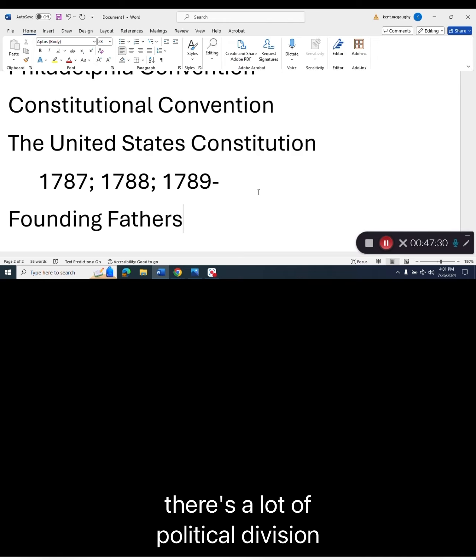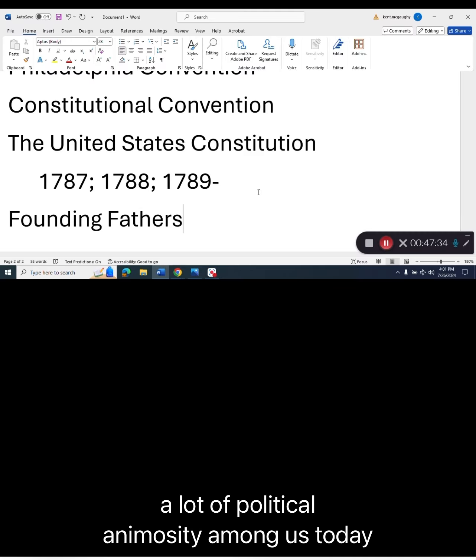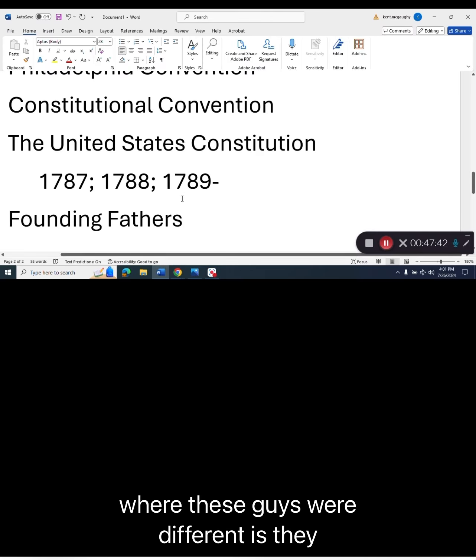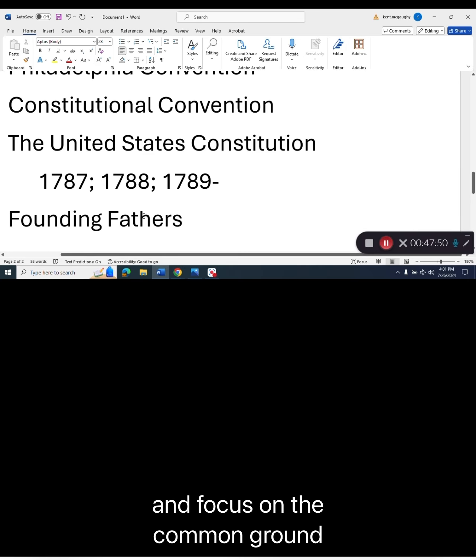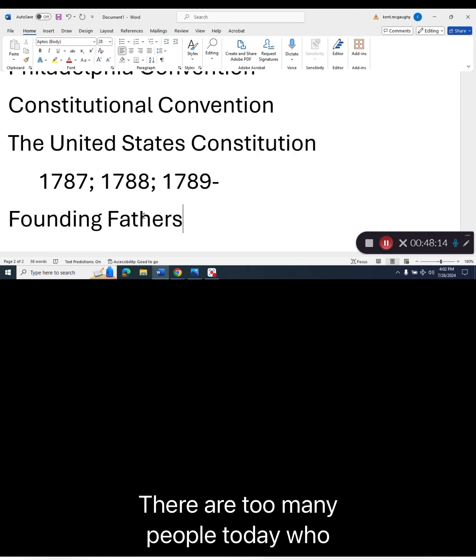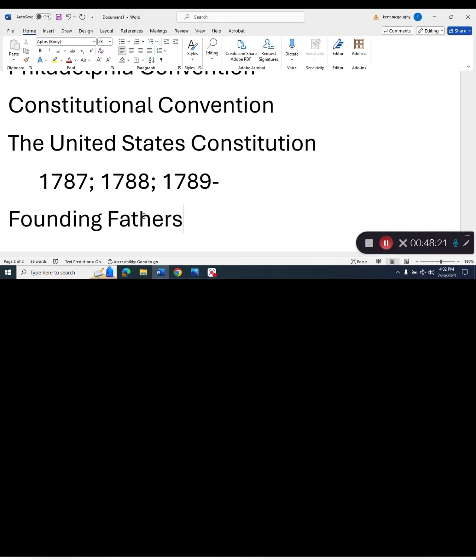So there's a lot of political division, a lot of political animosity among us today. It's as if we're tearing ourselves apart. Where these guys were different is they were able to set aside their differences and focus on the common ground. They were able to set aside their differences and focus on mutual interests, mutual concerns. There are too many people today who refuse to do that, and that's the problem.